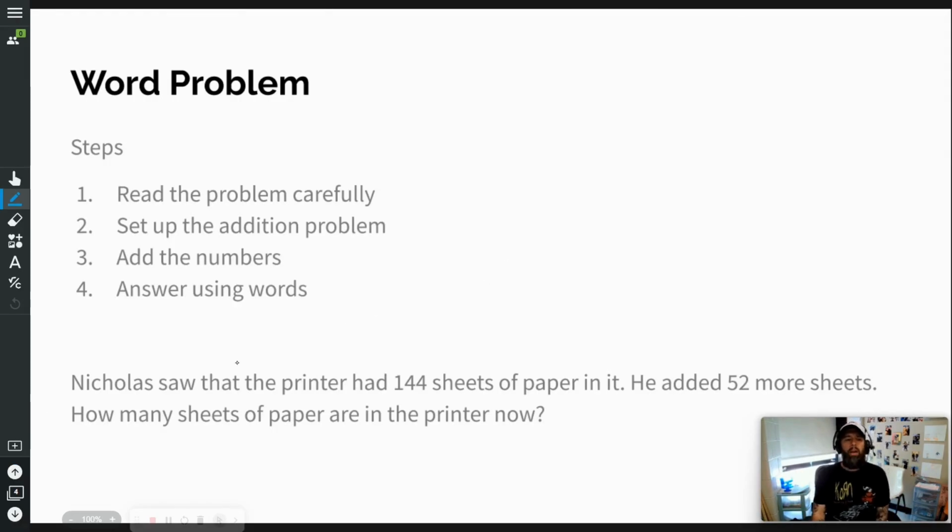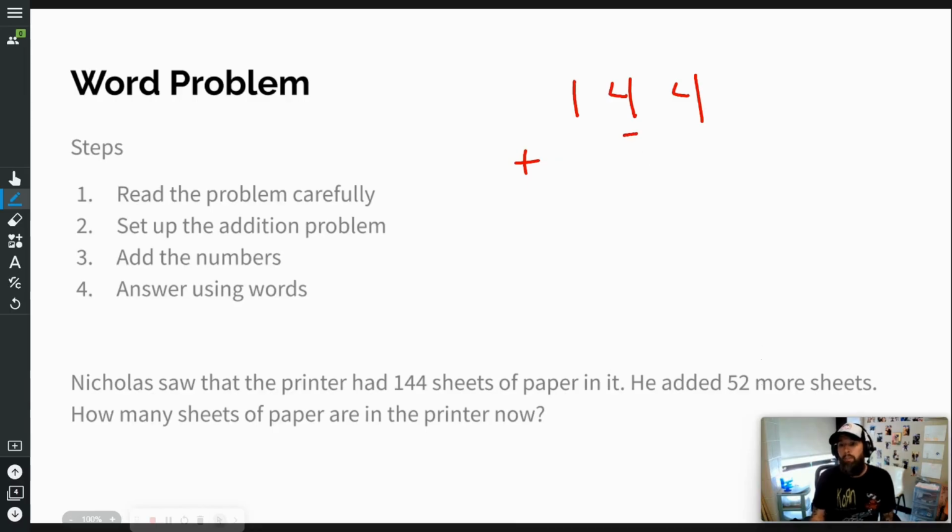So we have this problem down here. Nicholas saw that the printer had 144 sheets of paper in it. He added 52 more sheets. How many sheets of paper are in the printer now? So he has 144. He adds 52. We're going to add these numbers up. So I'm going to write out 144, and we're going to add to that 52.